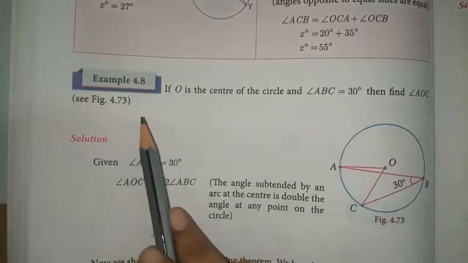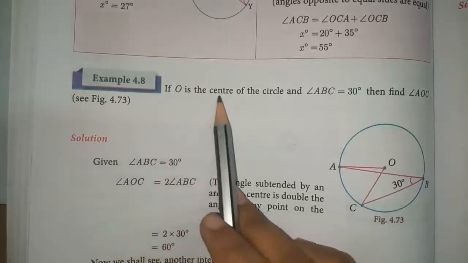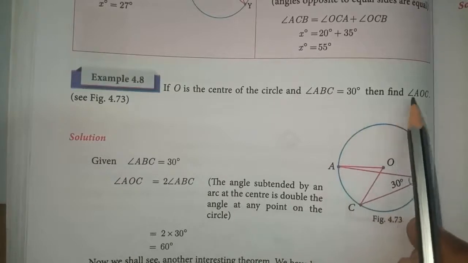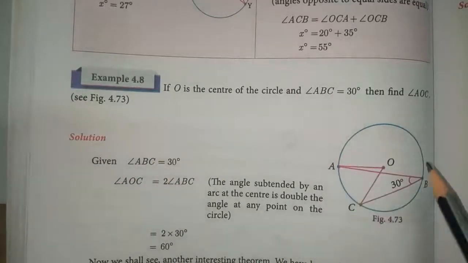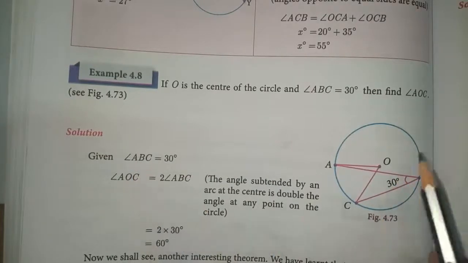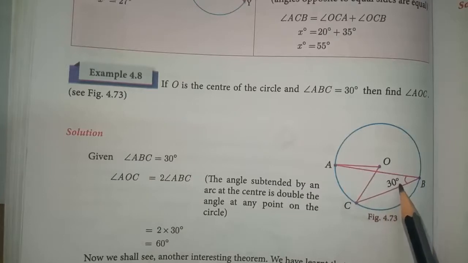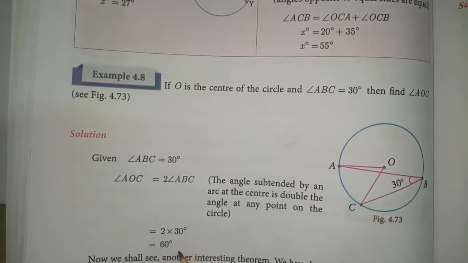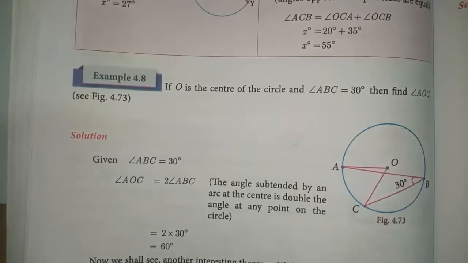So x degree is equal to 55. Example 4.8. The problem belongs to page number 168. If O is the center of the circle and angle ABC is equal to 30 degree, then find angle AOC. So you can see this figure. O is the center of the circle. Given angle ABC is 30 degree. Then angle AOC is equal to 2 times angle ABC, because the angle subtended by an arc at the center is double the angle at any point on the circle. So which is equal to 2 into 30 degree, which is 60 degree.